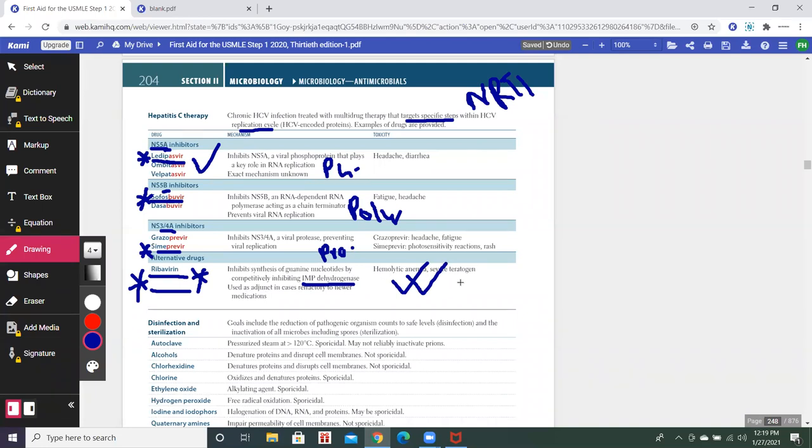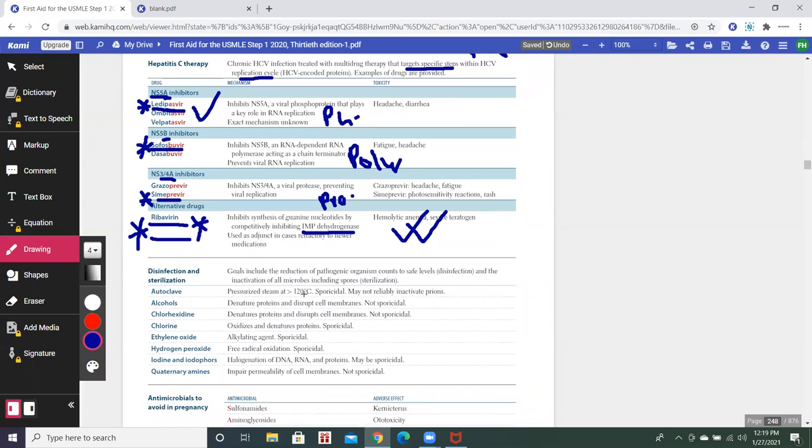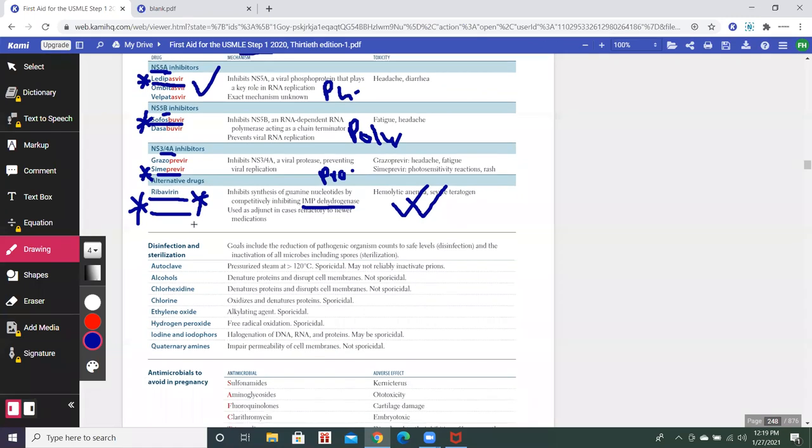This can cause hemolytic anemia and it is severely teratogenic, but it's still prescribed. And this drug is very effective for treating hepatitis C. Okay. Are we clear about this? Yes or no? IMP dehydrogenase, inosine monophosphate dehydrogenase, that is used in purine-pyrimidine pathways, is inhibited, and that drug is ribavirin.